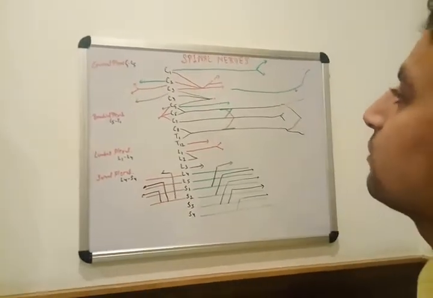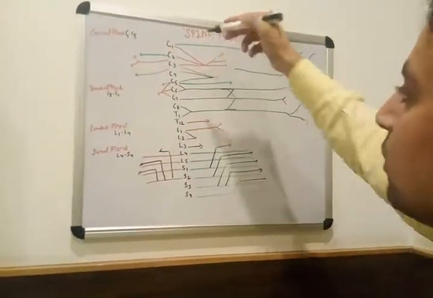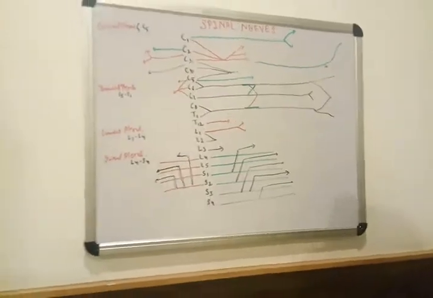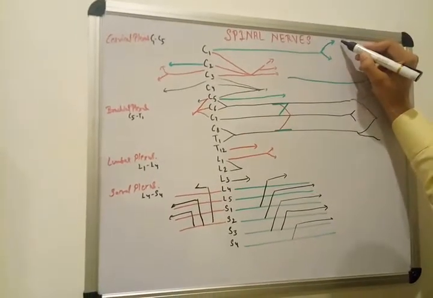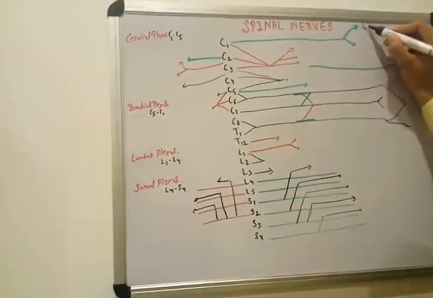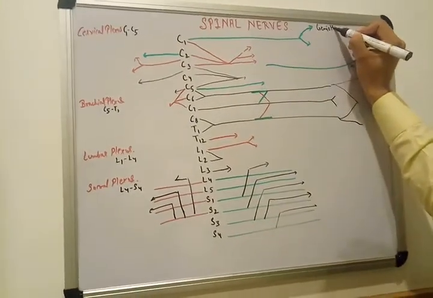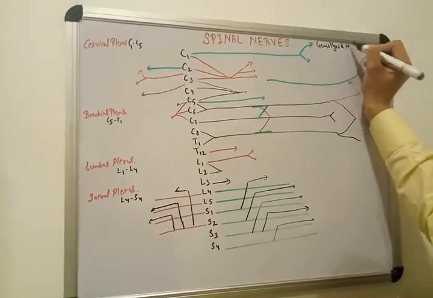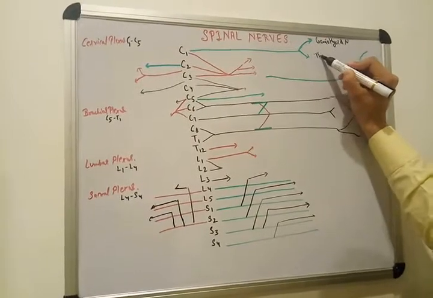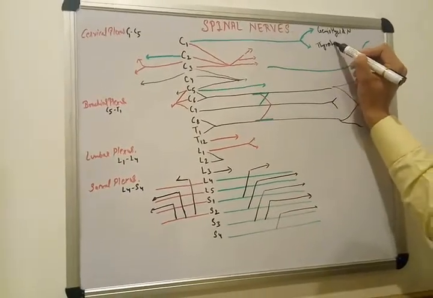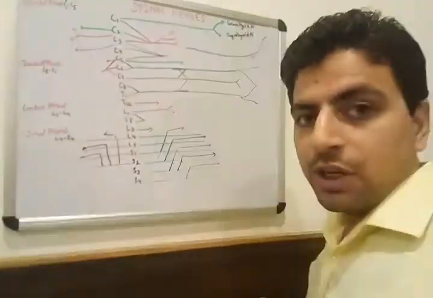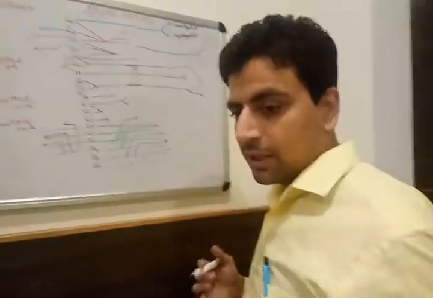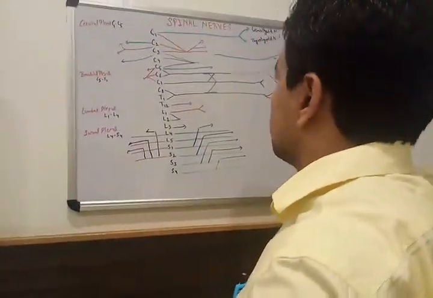So let's start with the cervical plexus, C1 to C5. I already wrote all the spinal nerves here. These are the roots. C1 gives two branches: the geniohyoid nerve and the thyrohyoid nerve. These supply the hyoid bone.